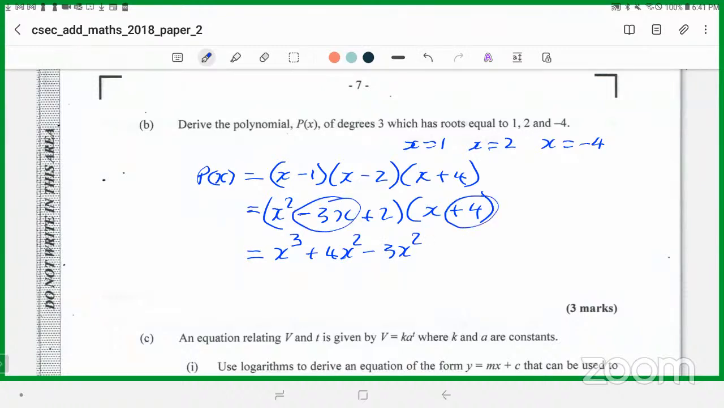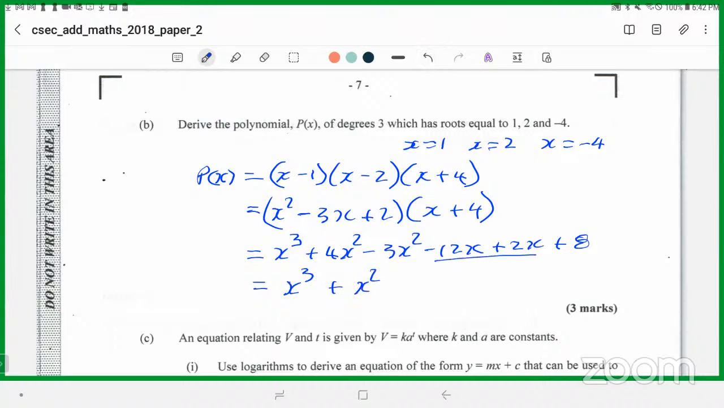Minus 3x times 4 is minus 12x. Then 2 times x is 2x. Then 2 times 4 is 8. Then you consolidate the like terms. Those two and those two are like terms. You consolidate them. So that's x cubed. This and this gives me positive x squared. This gives me negative 10x because it's 2 minus 12. That's negative 10x plus 8. And that's my polynomial of degree 3 or of order 3.